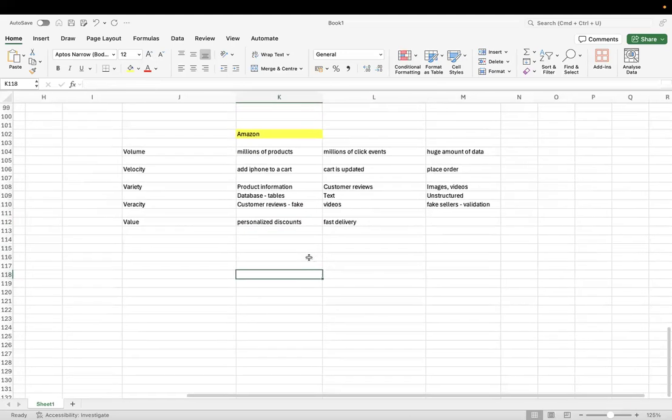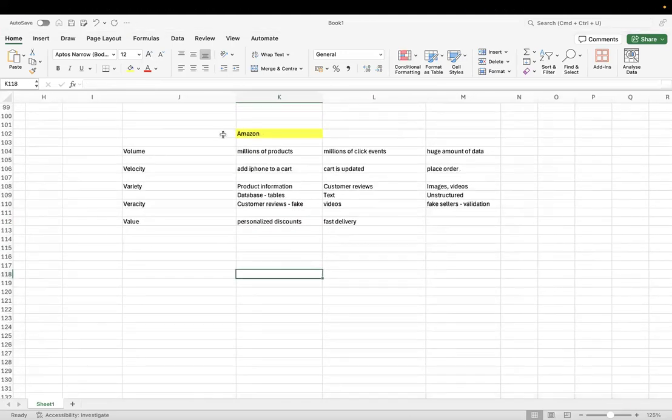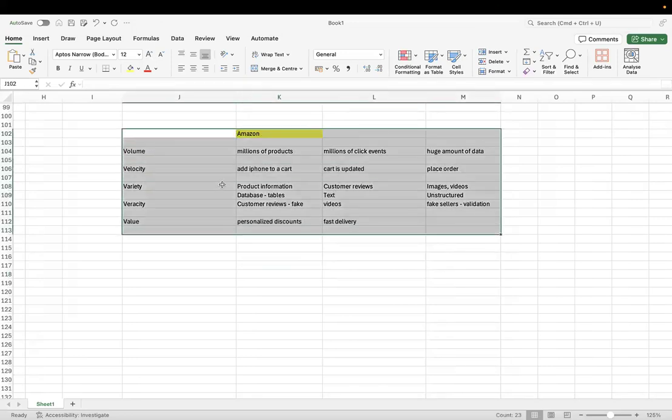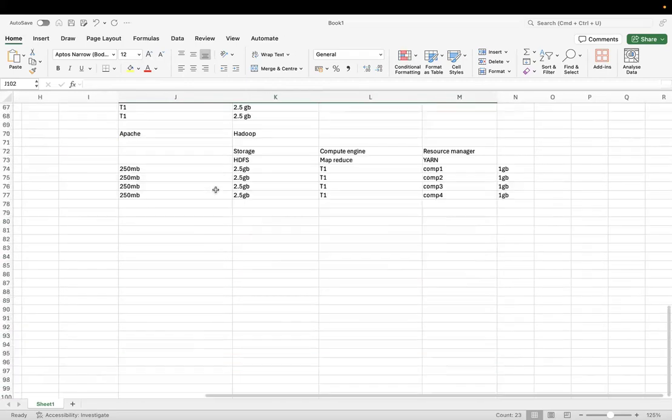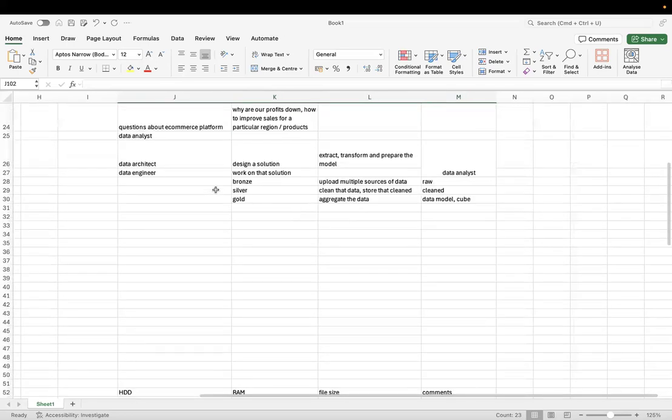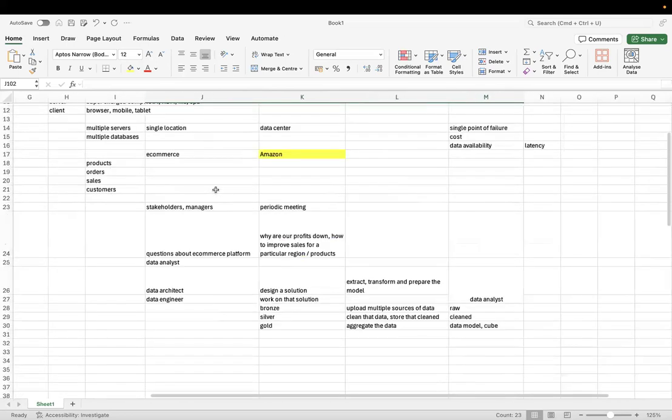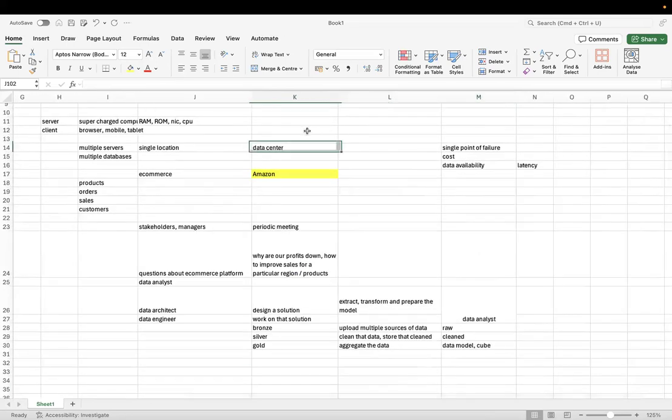I believe we are done with our class today. So these are the 5 V's of big data, and this is how we are going to relate it. Any questions on the entire class that we had today? Any topic that you want me to revisit?